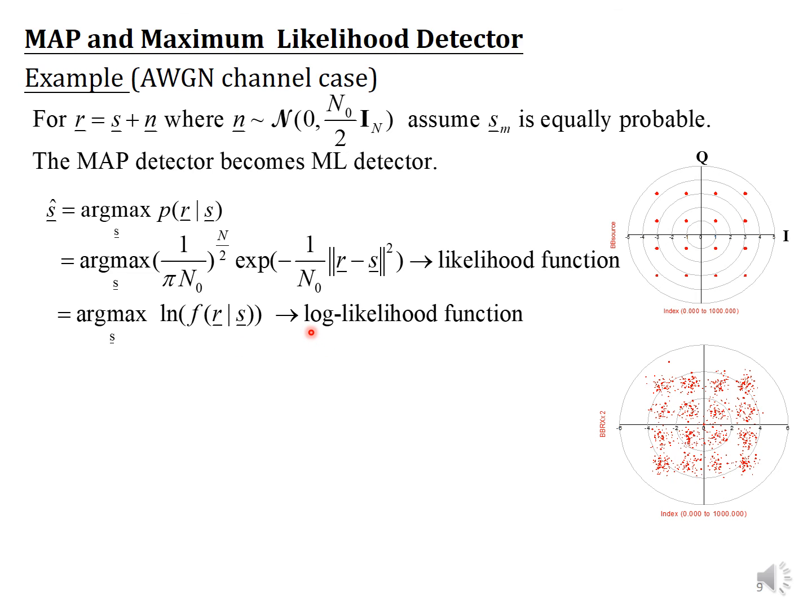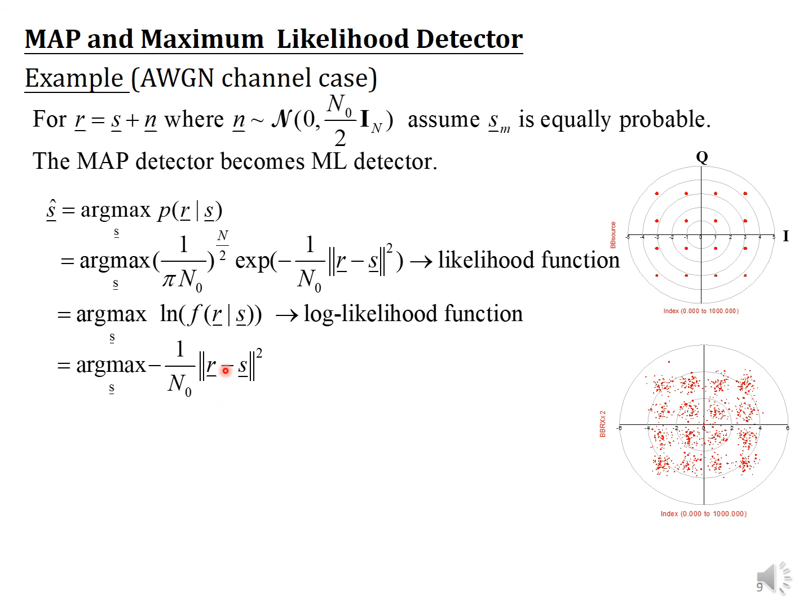Why is the result equivalent? Because the log function is a monotonically increasing function. So any s that maximizes this likelihood function would also maximize this log likelihood function. So we will have the same detection result. However, it will make the computation much simpler.